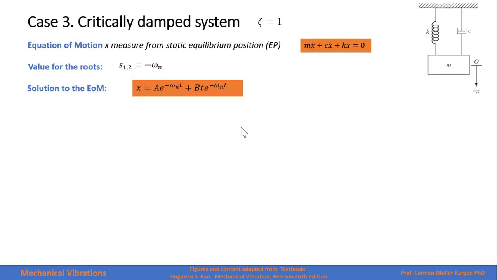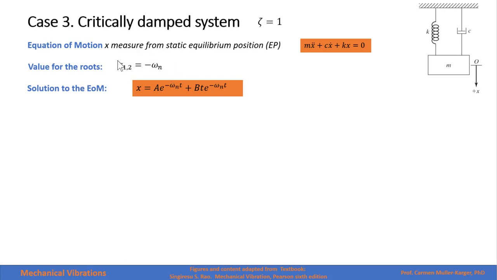Let's now move to the third case, in which we have a critically damped system. This means that the damping ratio zeta is equal to 1. Remember, that means that the radical of the roots equals 0, because that's how we define a critically damped system. And then both roots are the same negative real number.